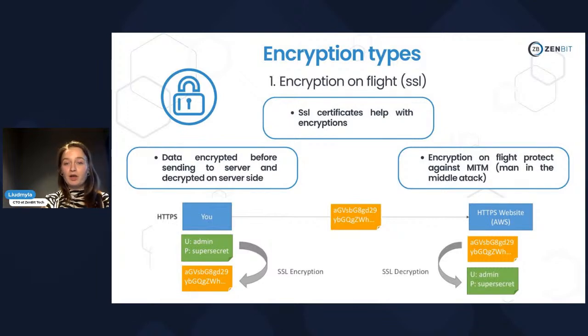types. And the first encryption type that I want to talk about is encryption in flight. Here you can see the schema, and I think it's very good at showing how encryption in flight works. So when you, for example, pass your credit card data, of course, you don't want anyone who has access to the network to see it. So you want it to be hidden.